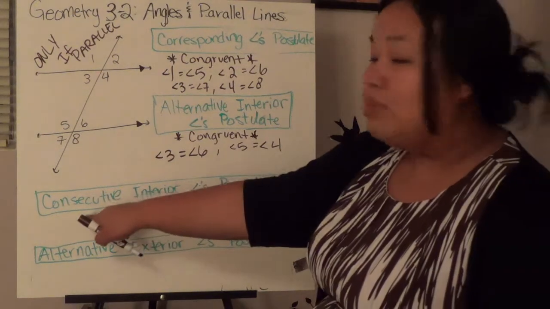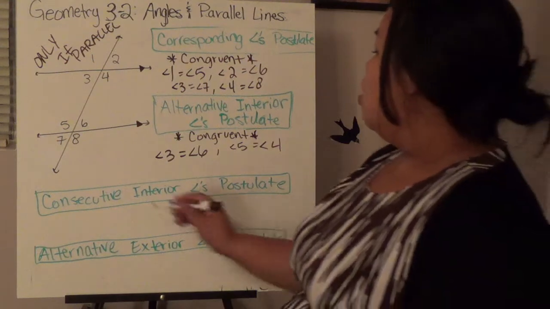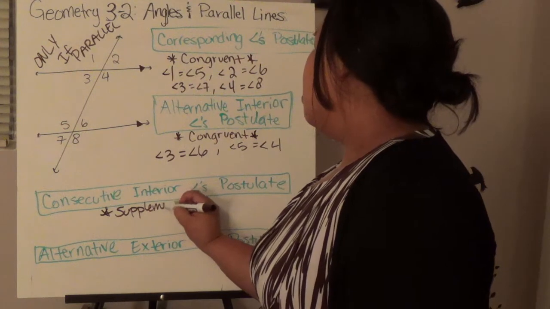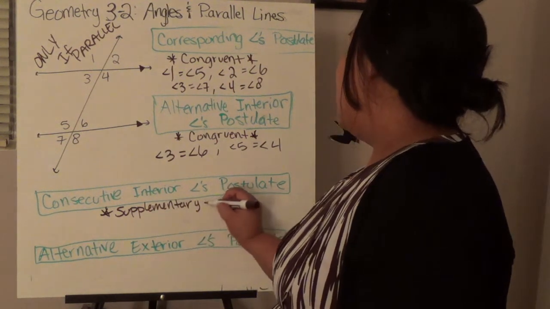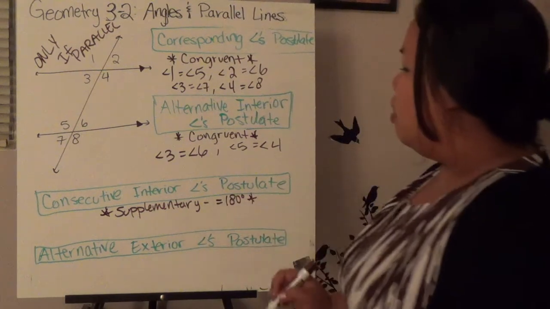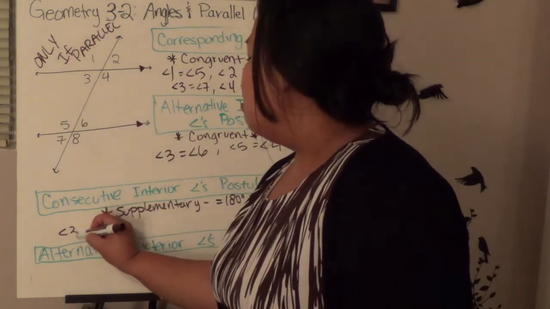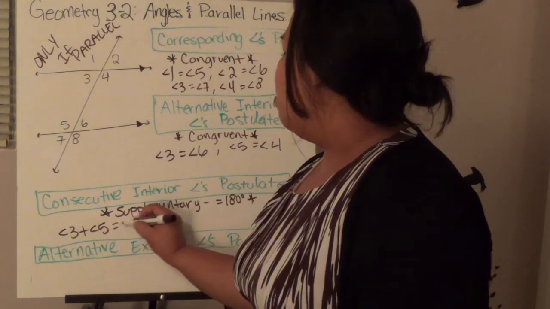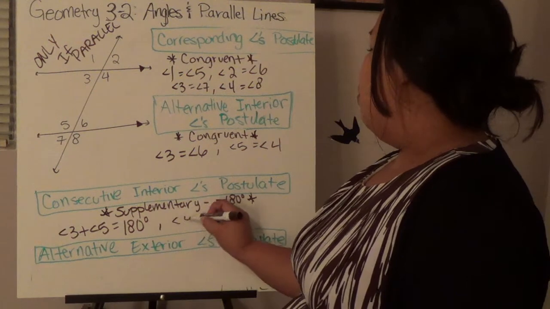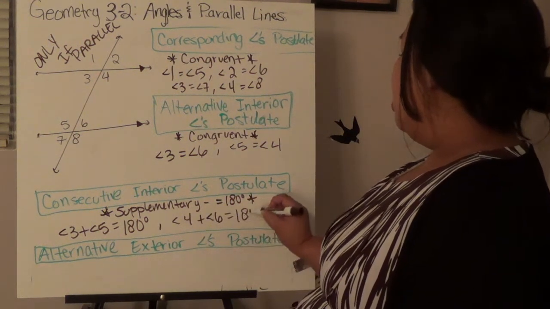Consecutive interior, this is same side on the inside, if you remember. And same side on the inside is telling me this is not congruent, this is supplementary. And supplementary means what? Equals 180 degrees, right? So consecutive is same side on the inside. So angle 3 plus angle 5 equal 180 degrees. So they're not congruent, they're supplementary. And angle 4 plus angle 6 equals 180 degrees.